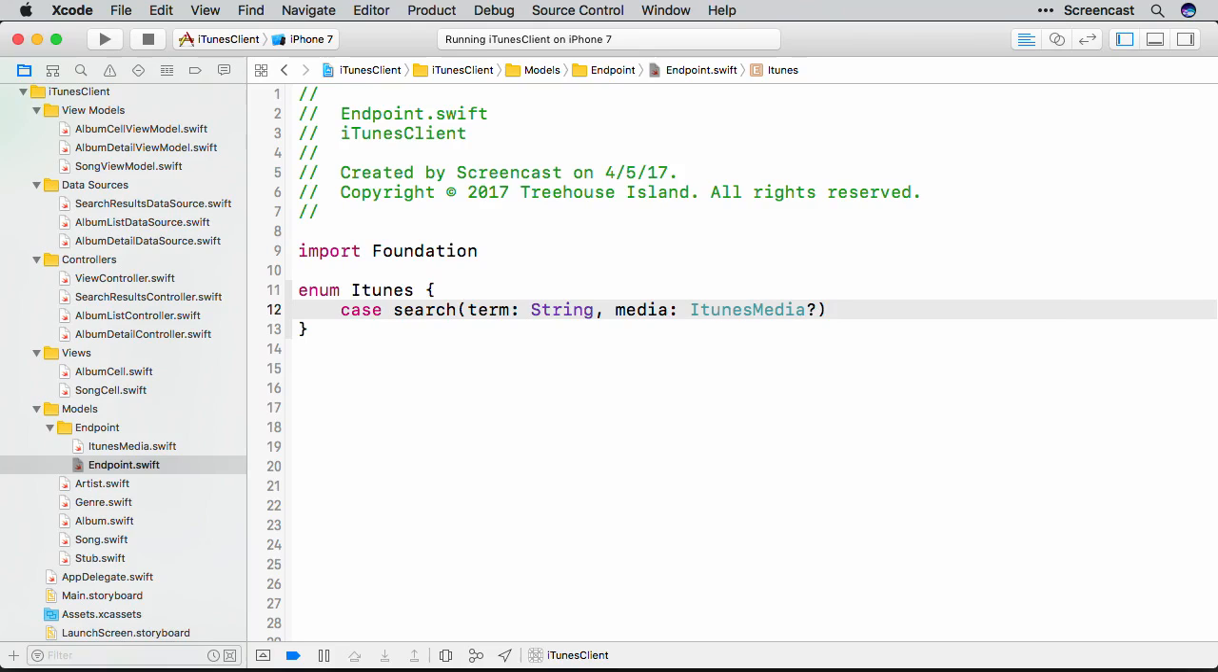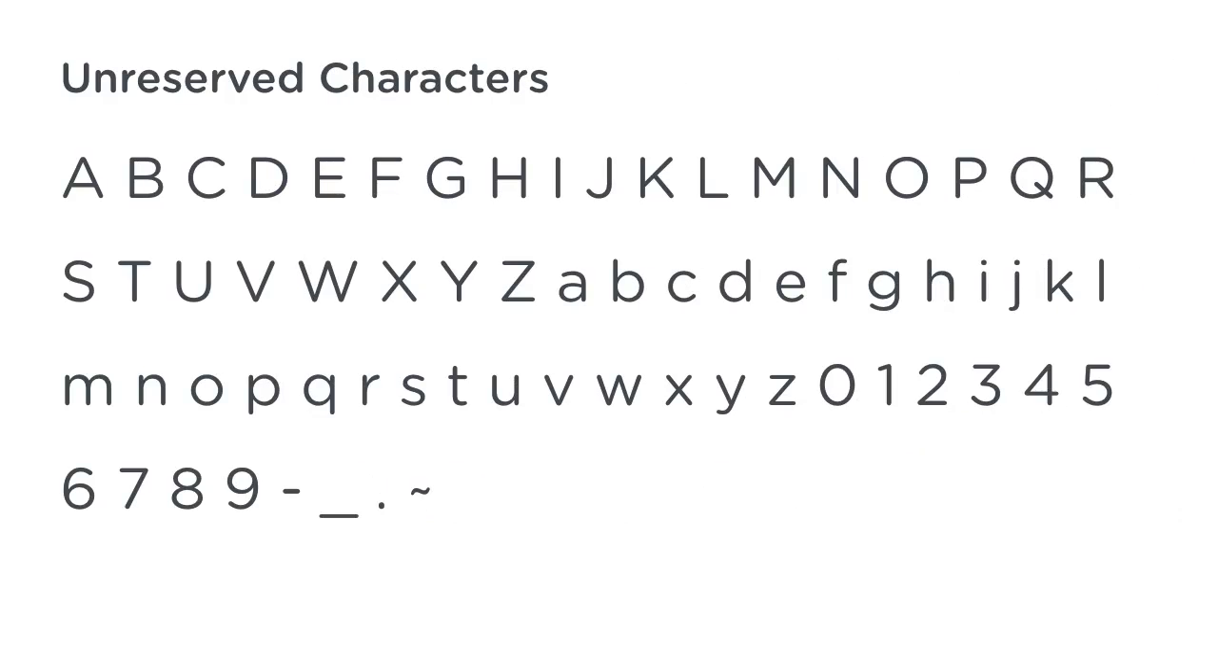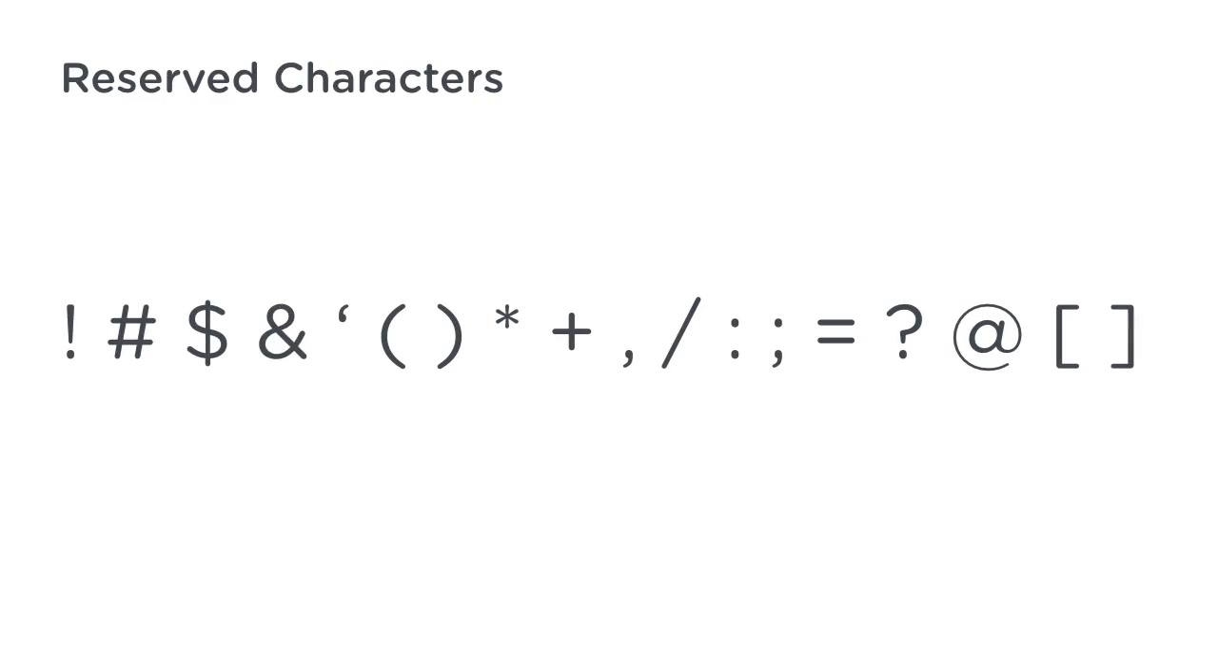When creating a URL, or URI to be more generic, there are a set of reserved and unreserved characters. For example, all of the following are considered unreserved characters. Now, unreserved characters are safe to use and do not have to be changed to anything else in a URL query string. The following, however, are reserved characters.